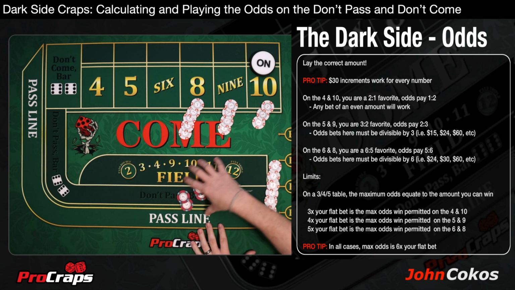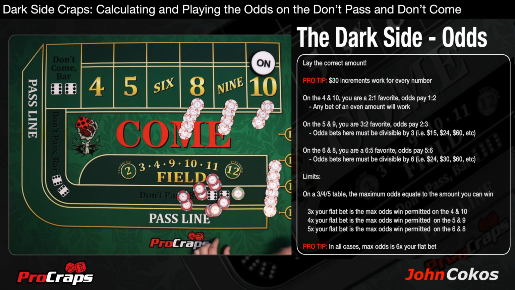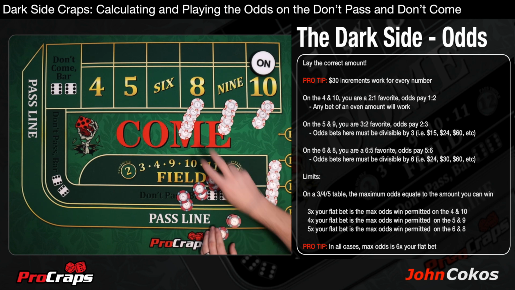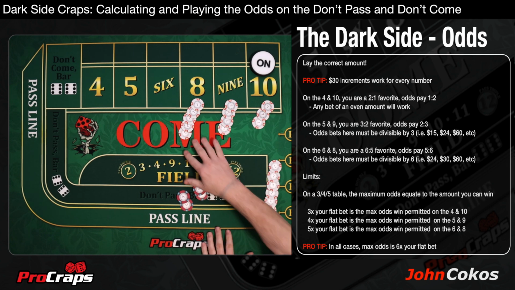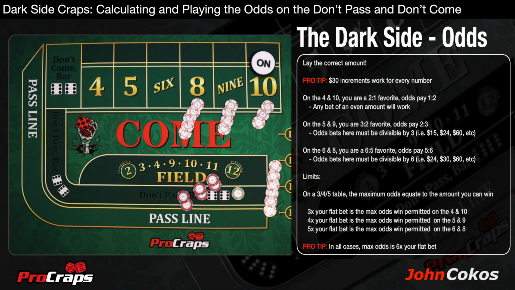If you can divide your lay bet by 3, you're going to get paid 2 on your 3. That's the simple way to remember the 5 and 9. Divide it by 3 and you're going to be okay on the 5 and 9. On the 6 and the 8, you have to be able to divide it by 6 to make it work, because you're going to get paid 5-6. So your odds bet on the 6 and 8 have to be divisible by 6. That's why we say go to 24 or 30 or 60. Even numbers make the most sense to lay here.